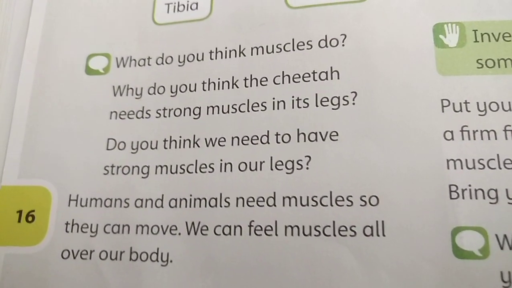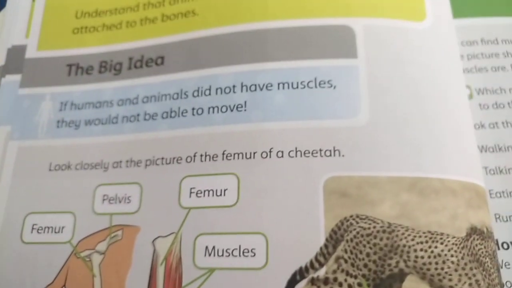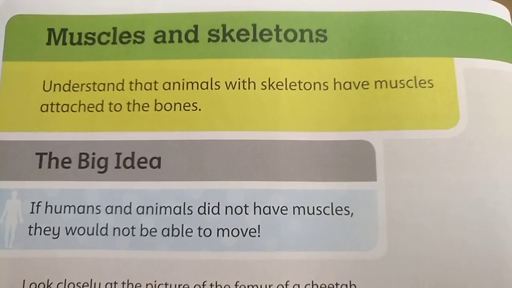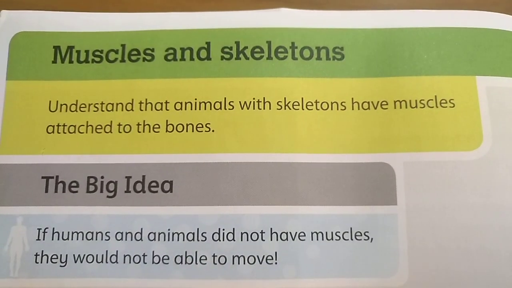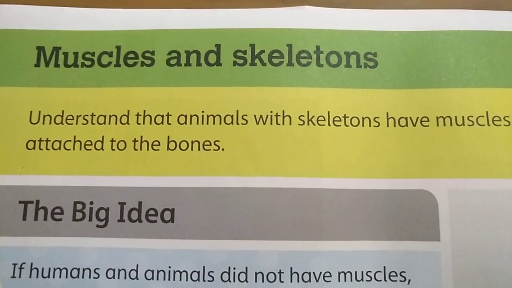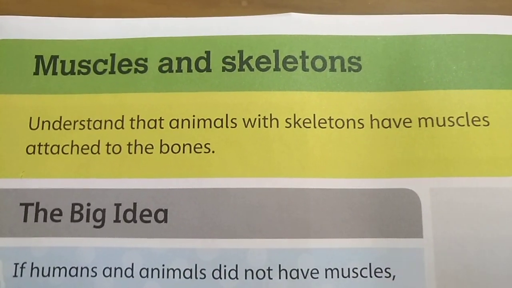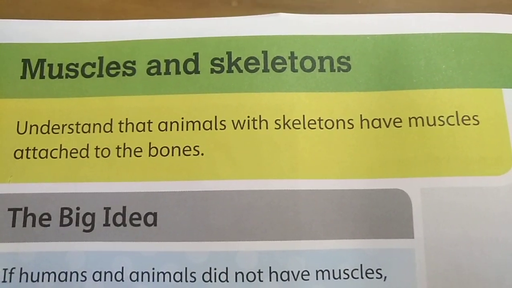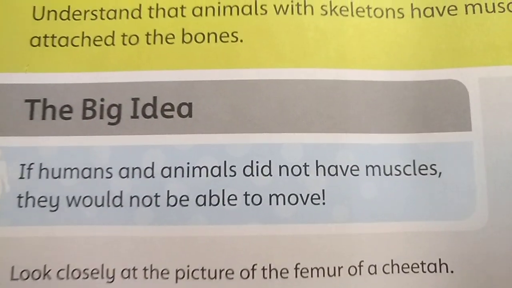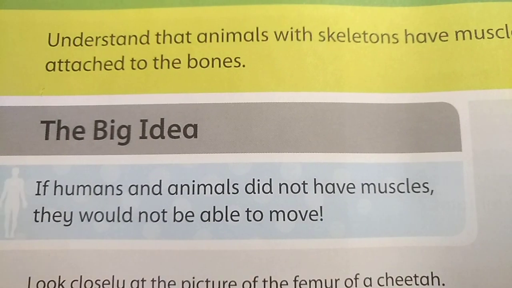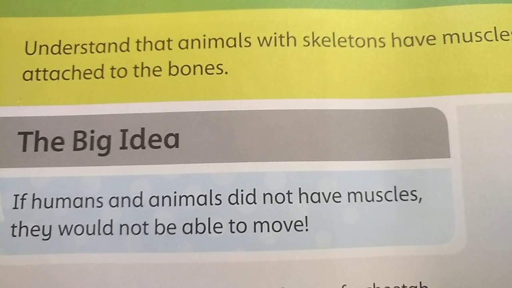Now open page number 16 of your book. Here is our topic, muscles and skeleton. What is our today's objective? Understand that animals with skeletons have muscles attached to the bones. What is our big idea today? If humans and animals did not have muscles, they would not be able to move.